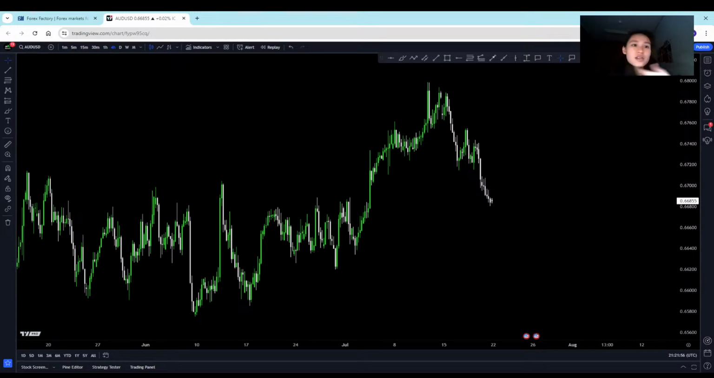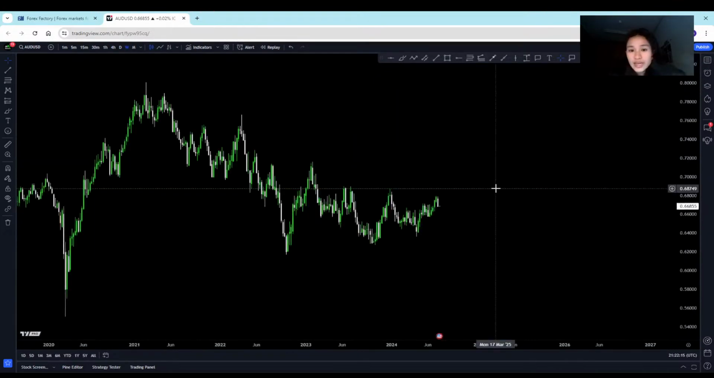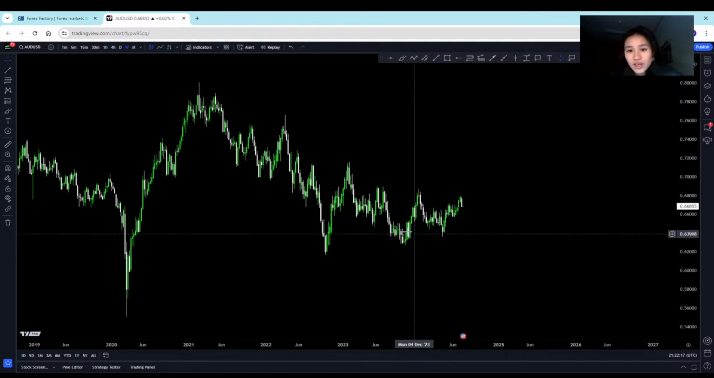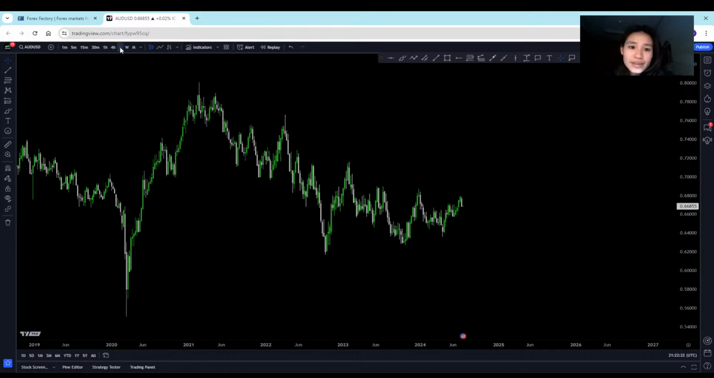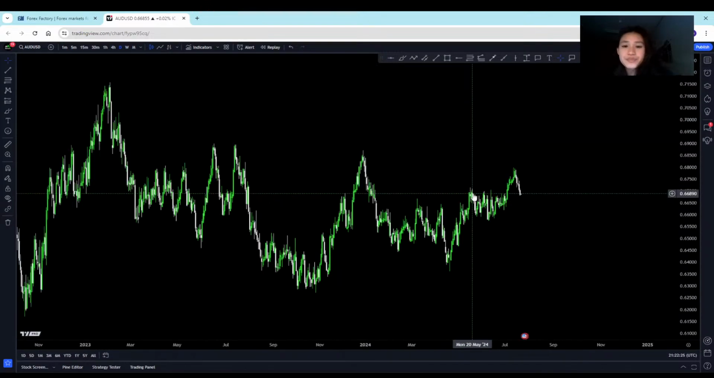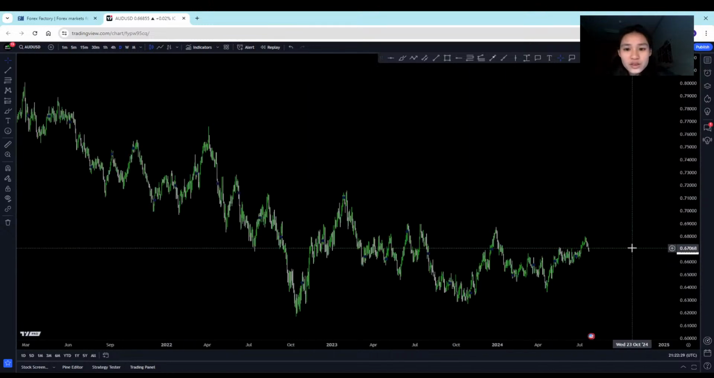Okay, let's start off by looking at the Aussie dollar since I have it up here right now. I like to start off by looking at the higher time frames on our charts. So starting off with our weekly time frame, you can see prices have been picking up a bit in recent times. And on our daily time frame, we can see prices moving upwards as well.